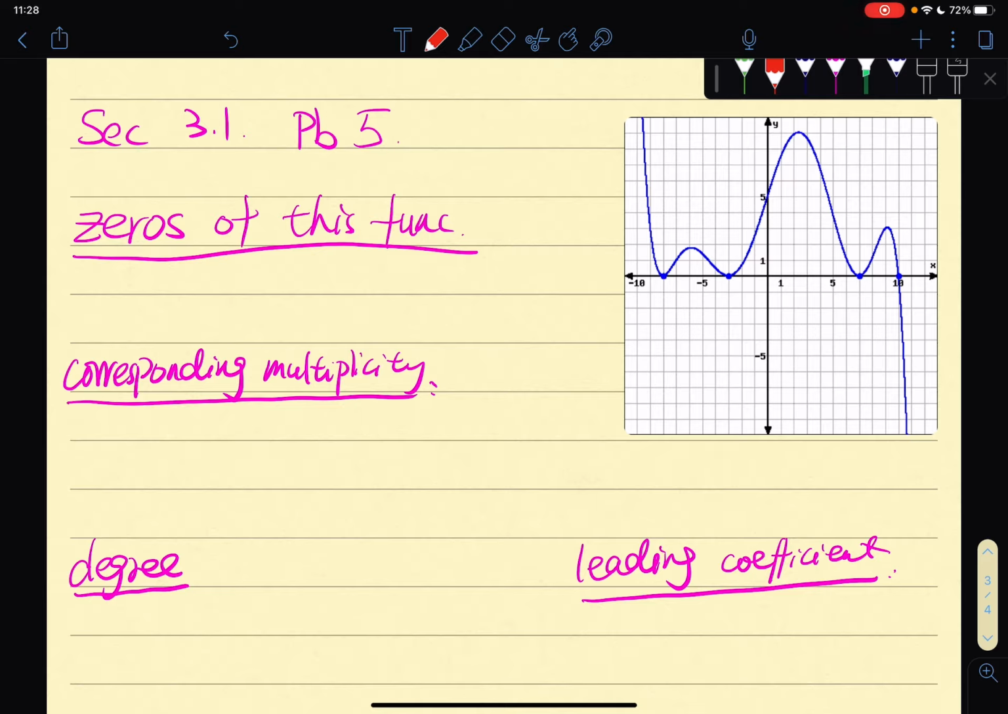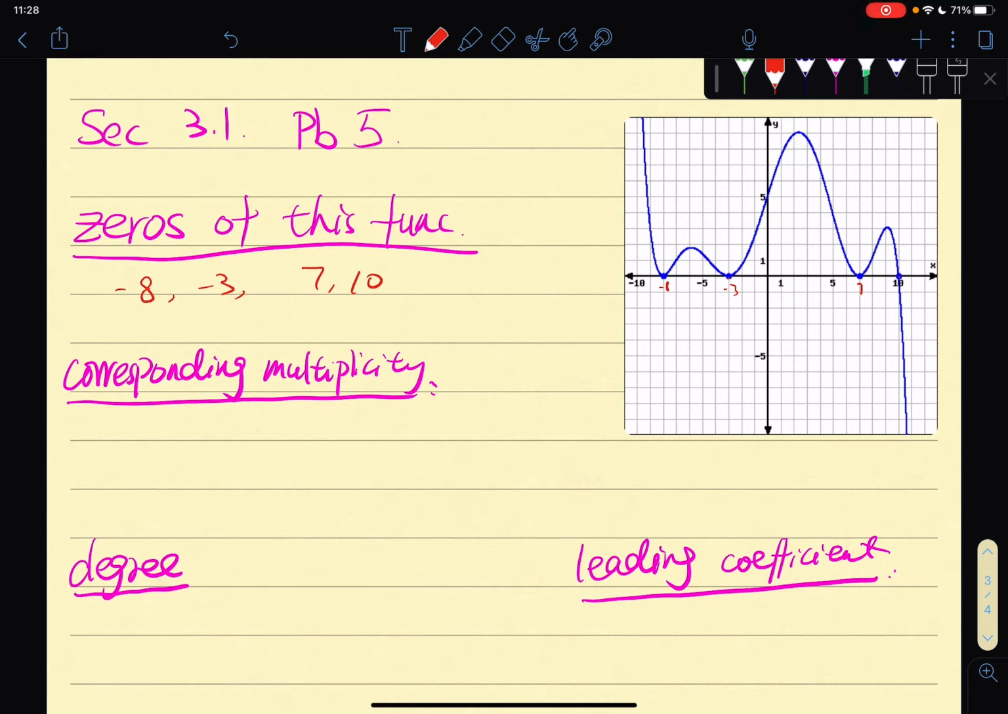Clearly, my function intersects with the x-axis at the points 7, 10, -3, and -8. So those are something that's pretty easy to identify. The next step we have is to identify the corresponding multiplicity of those zeros.